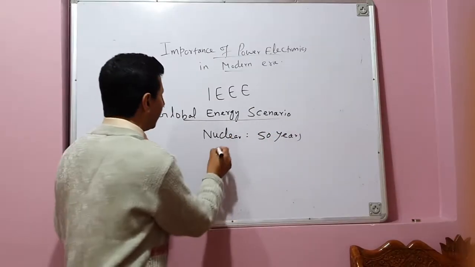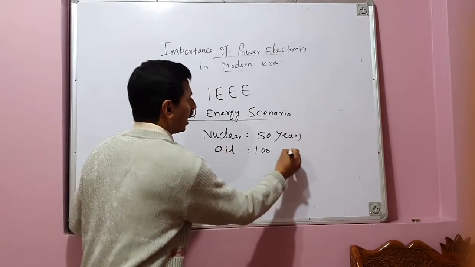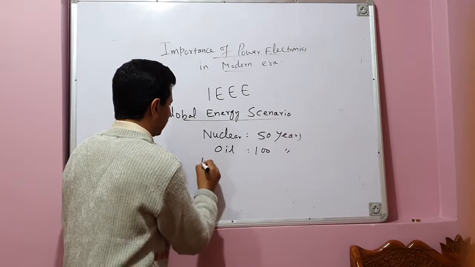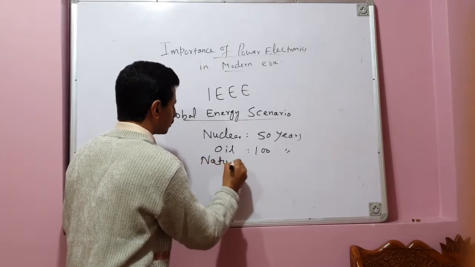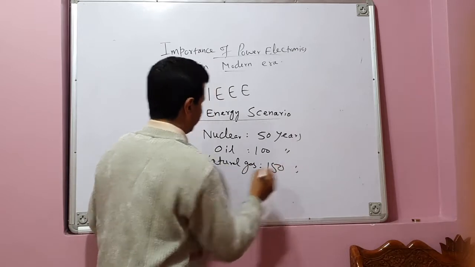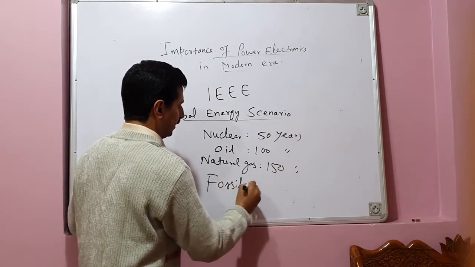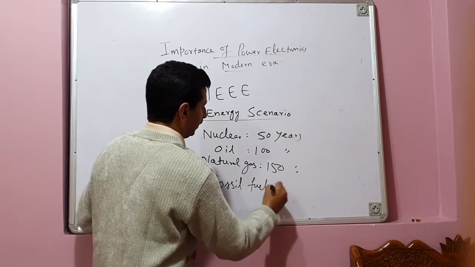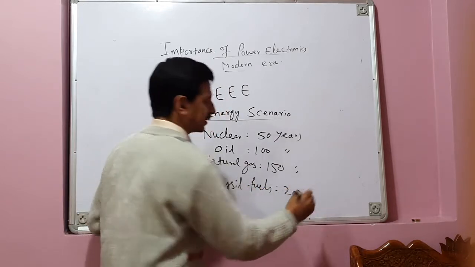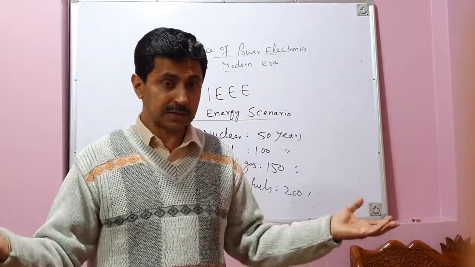Oil has a life of 100 years. It will last for the next 100 years. Natural gas, according to this report, will last for the next 150 years. And fossil fuels, which are the main sources of energy globally, will last for the next 200 years. I mean, this report is alarming.